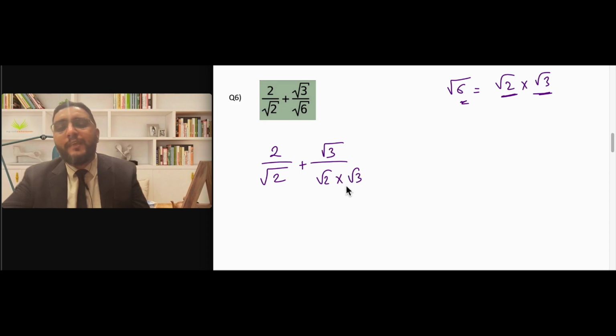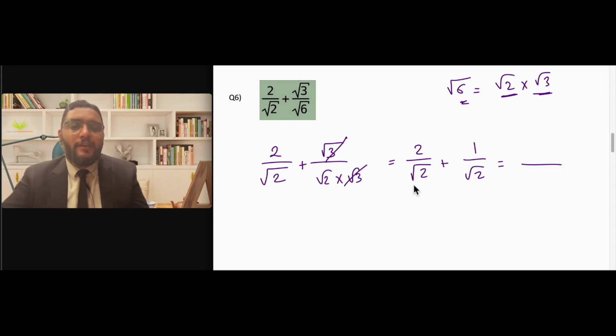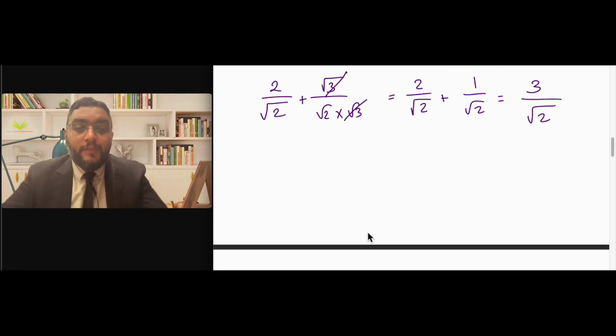Now we can cancel root 3 with root 3. So the question now is 2 over root 2 plus 1 over root 2. Write down the same denominator, which is root 2, and 2 plus 1, which equals 3. Next question, question 7.